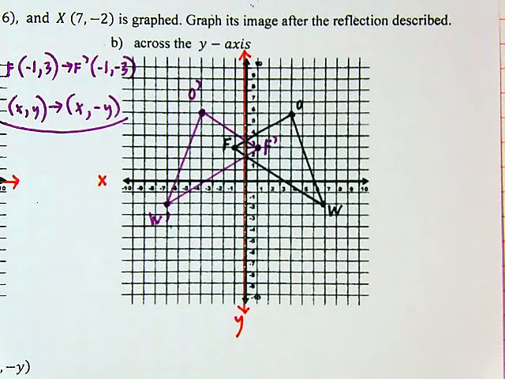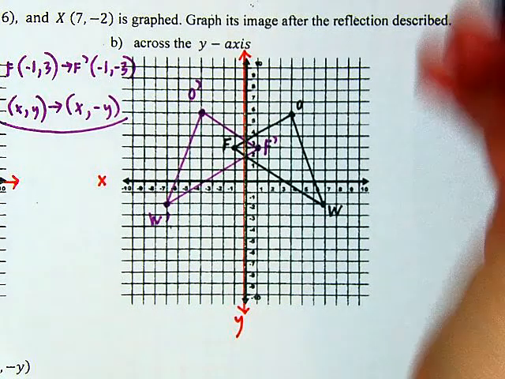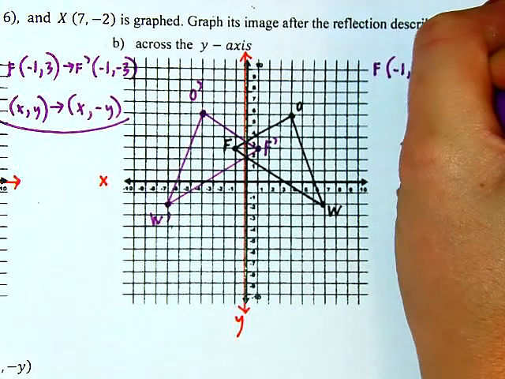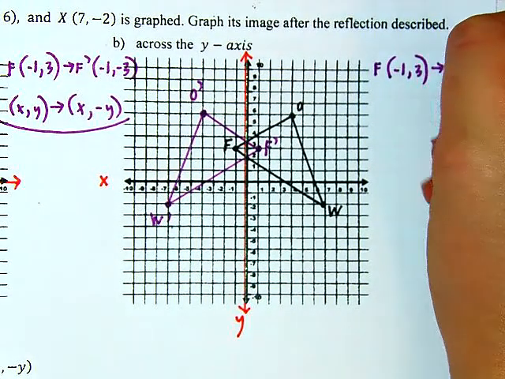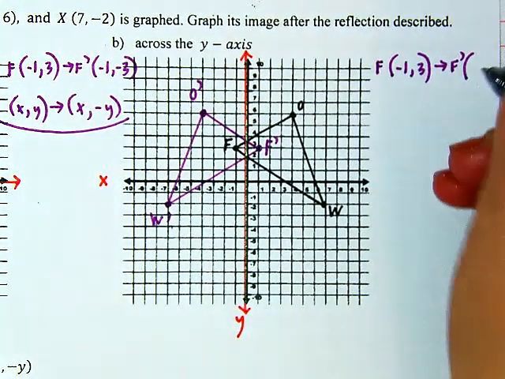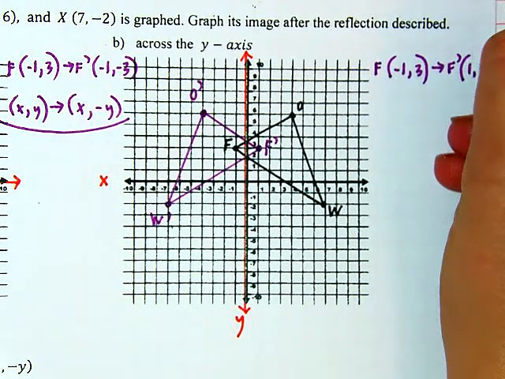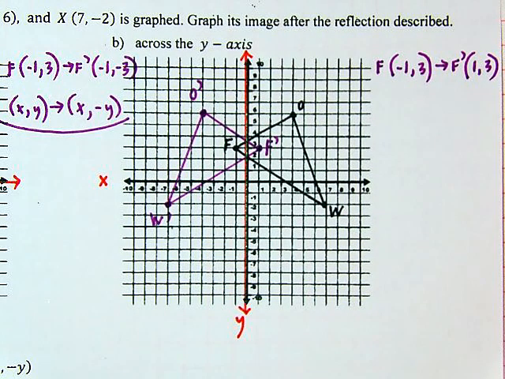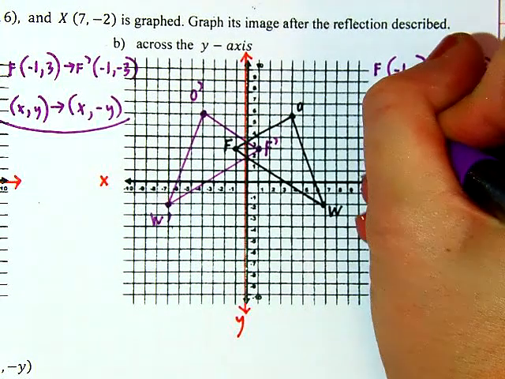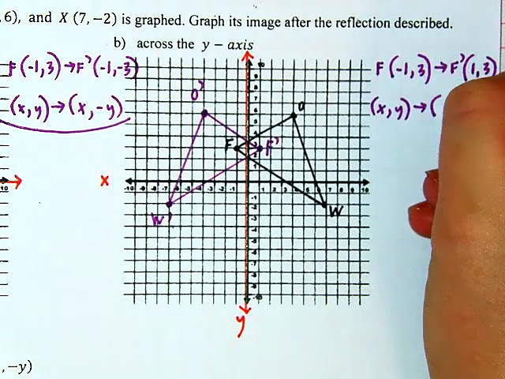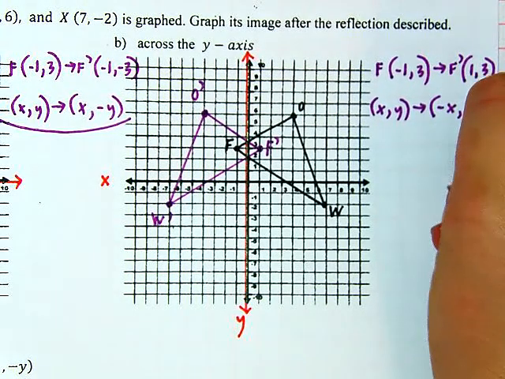So again, if I wanted to make a rule out of it, let's say that I focus on the F's again. F was originally (-1, 3). And where did it go to? Well, it became (1, 3) instead. So we can see that in this case, it's the x value that is switching to the opposite sign, but the y stays the same. So as a rule, (x, y) arrow to the right, we're going to say (-x, y).